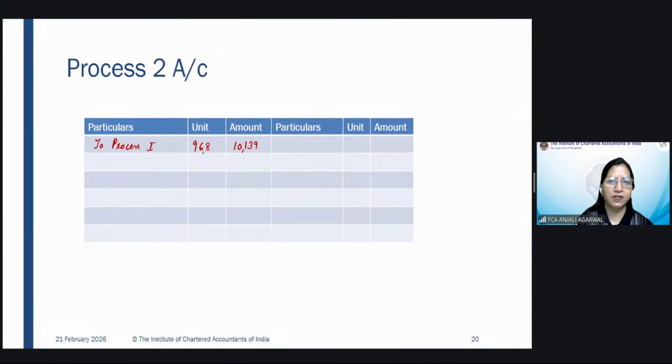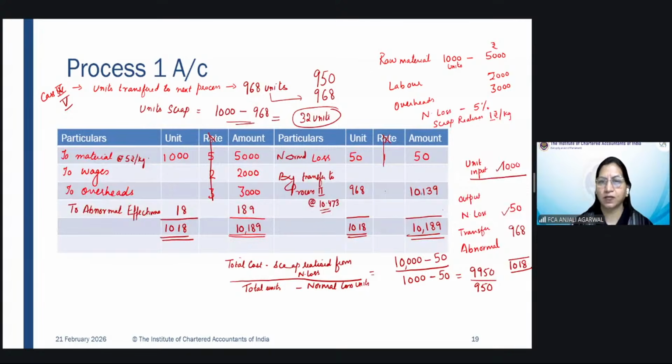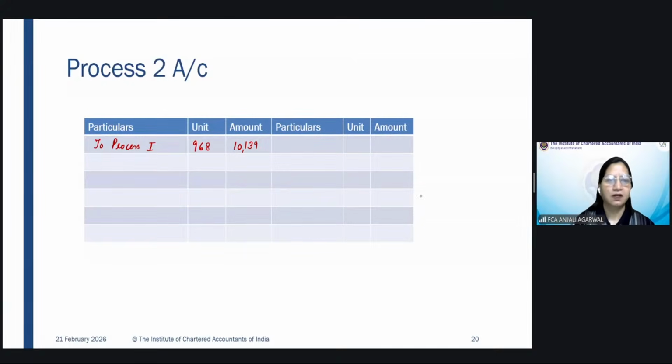So to process 2, 968 units will move from process 1 to process 2. Therefore, to process 2, 968 units and the amount is 10,139, which we had calculated for process 1. Here you will further apply material. This material is not units, it's a subsequent or extra material, let's say 5,000. It can be, the amount can be higher.